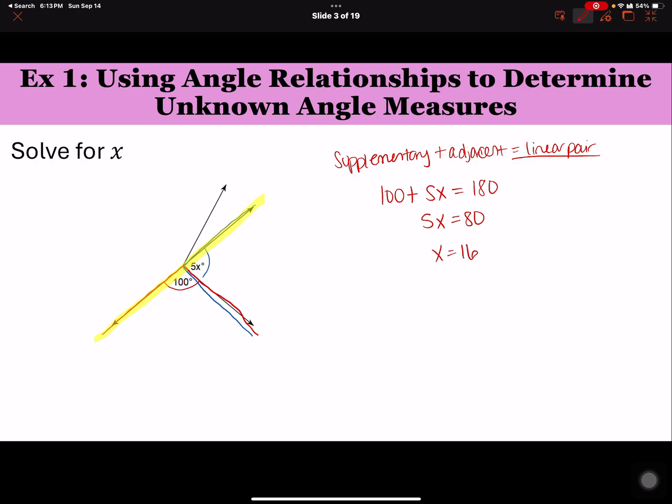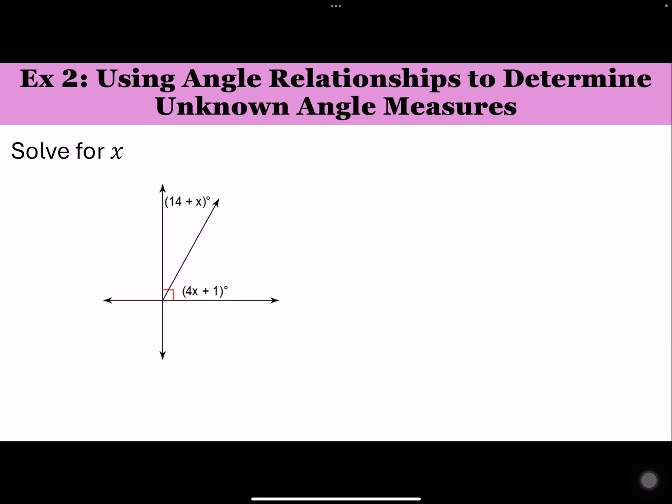And how can I check my work? Well, I take this value and substitute it into my angle here, so 5 times 16, we know that equals 80. 100 plus 80 equals 180, so I know I'm correct. All right, so let's look at our next example. Go ahead and pause the video and try this one out.